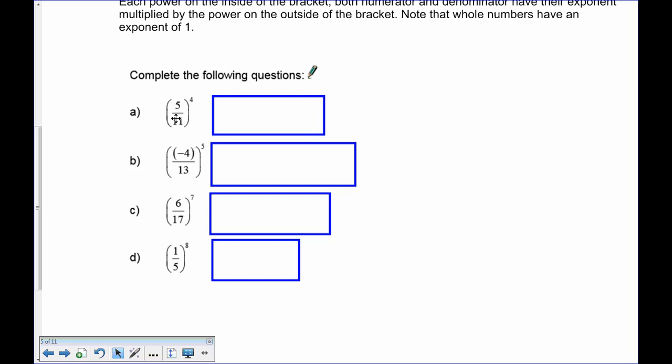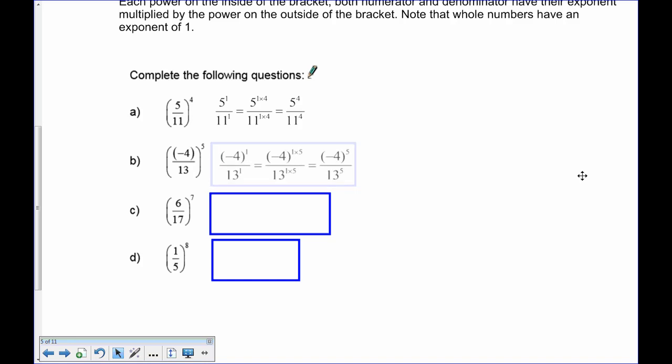Alright, so this is going to be 5 to the 1, 11 to the 1, all raised to the 4. So it's going to be 5 to the 1 times 4, and 11 to the 1 times 4. That gives us 5 to the 4 over 11 to the 4. There you go.